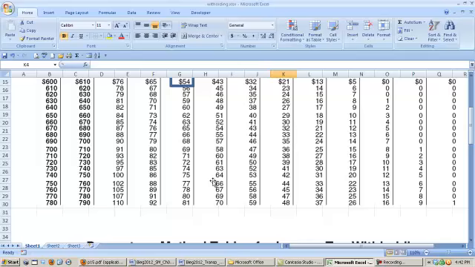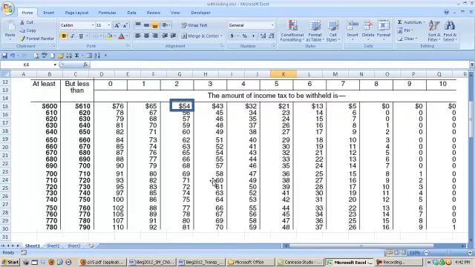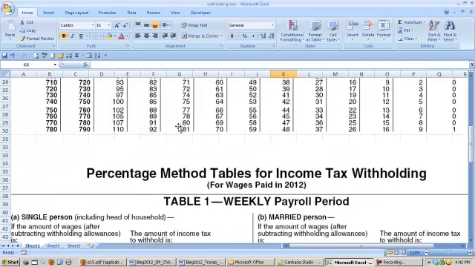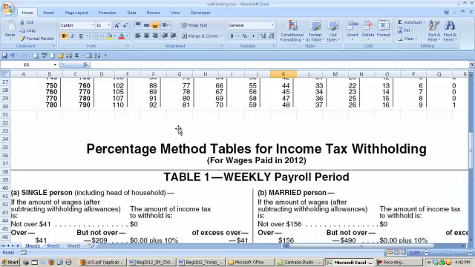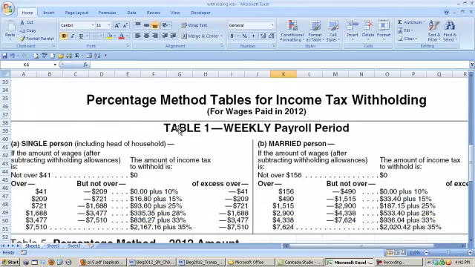Now, if you're talking about somebody that's getting paid a whole lot of money, they get to a point where they're off the table here. In that case, we can use the percentage method table. Also, this percentage method table is just another way to calculate the amount of withholding. Now, this is a lot more complicated than the wage bracket method. But let's take a look at how it works.